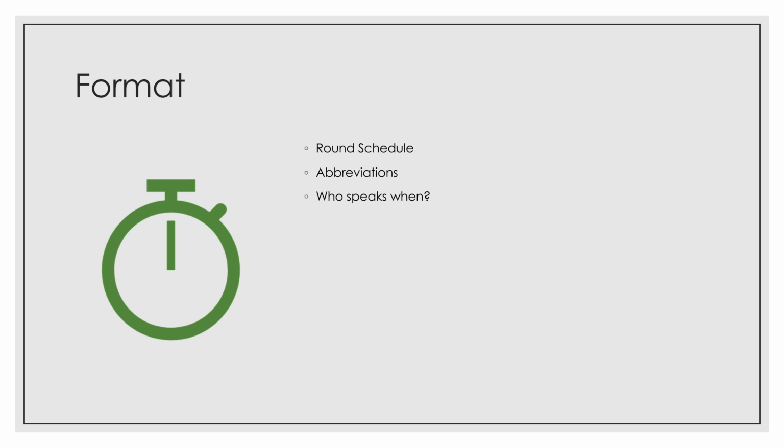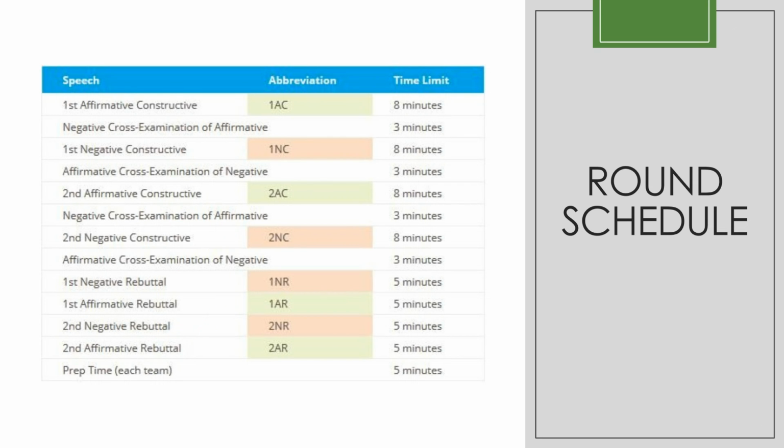The format of the debate has 3 parts we're going to take a look at: a basic round schedule, abbreviations, and who speaks when. A round schedule is broken up like this: 8 minutes for each constructive, followed by 3 minutes of cross-examination, back and forth between the affirmative and negative team. Then the rebuttal speeches at 5 minutes each, with 5 minutes of prep time for each team that they can split up between any of their speeches.